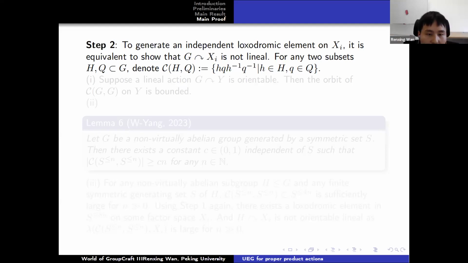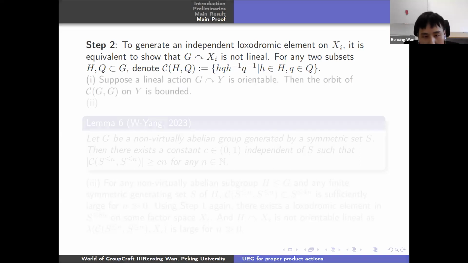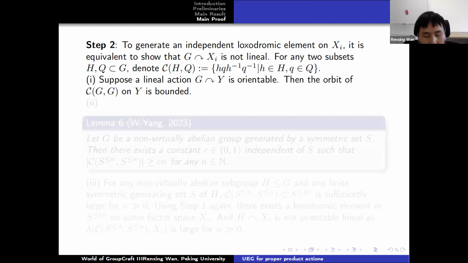And we give a definition of the commutator subset here. For any two subsets H and Q in G, we denote C(H,Q) as the commutator subset consisting of all commutators between H and Q. Okay, this is just a definition. And there are some facts that are actually all lemmas in our paper.